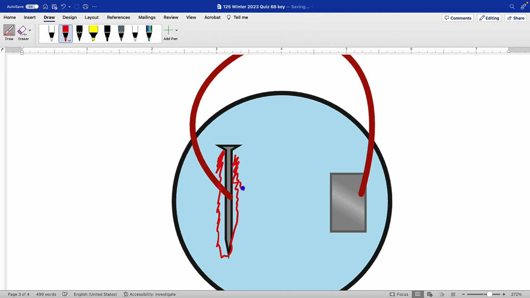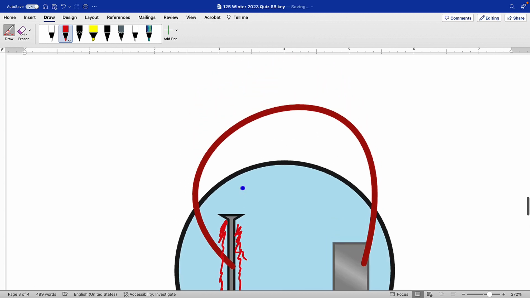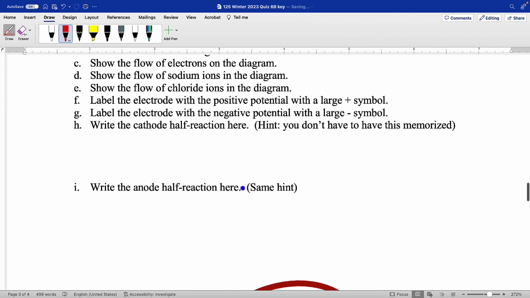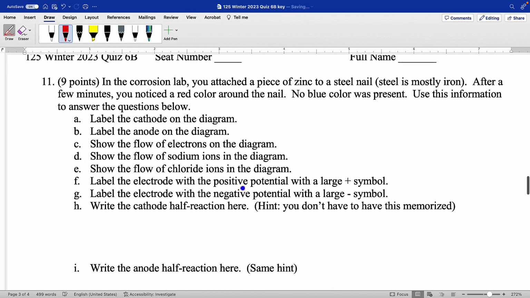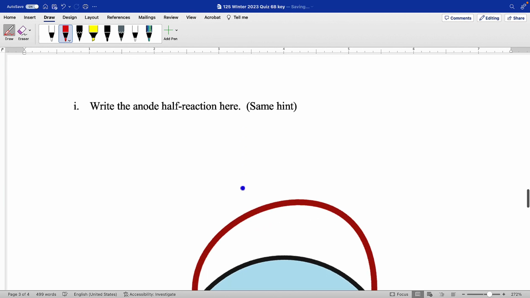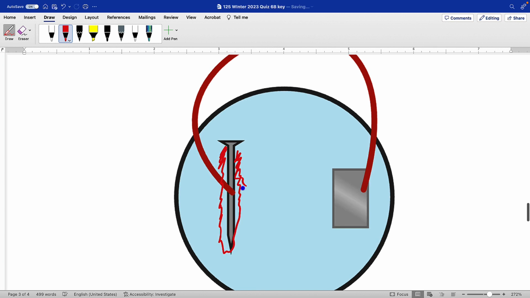Okay, and we have to figure out what this means. Okay, so you have a wire connecting your zinc. So we'll just label this as being zinc.